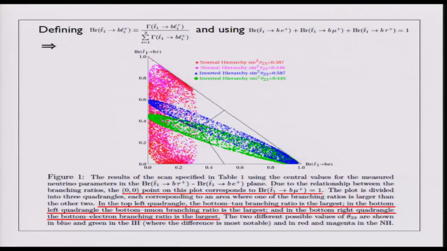So again, let's look at the case of an admixture stop and what is the result here. This is what we find. We calculate the branching ratios going into a bottom and a charged lepton, so it can be an electron or a muon or a tau.